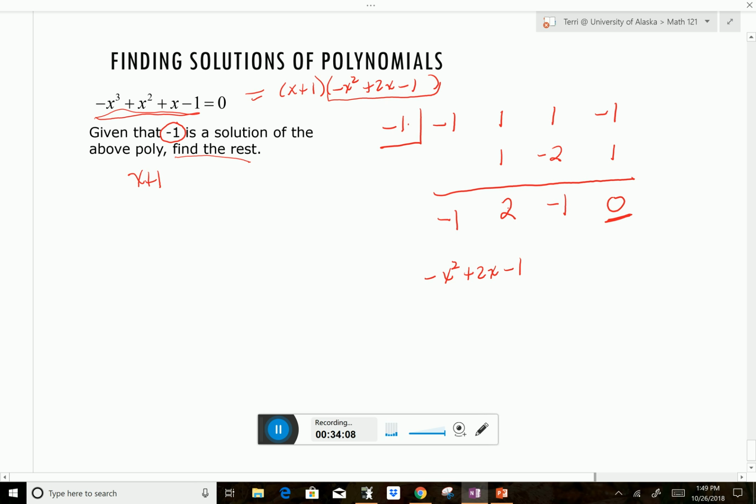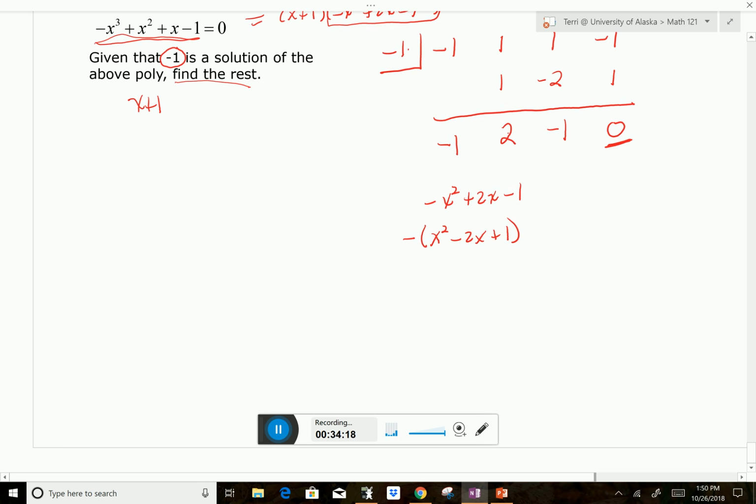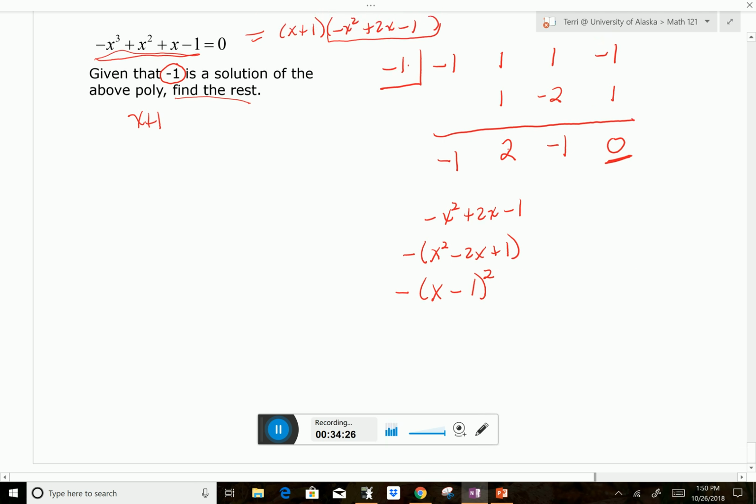So we can factor it this way. Now I can factor this further. Let me factor out a negative 1 out of it. x squared minus 2x plus 1. Hey, that looks like something I can factor. So negative x minus 1 squared, correct? So that means the other solutions are positive 1 and positive 1, or just positive 1.